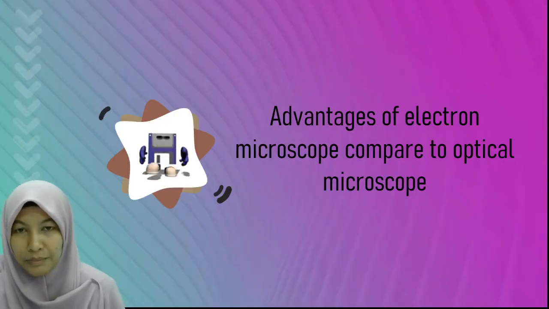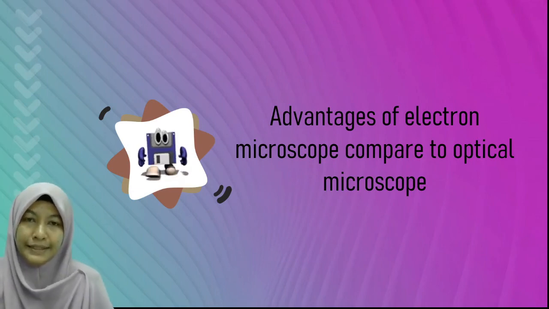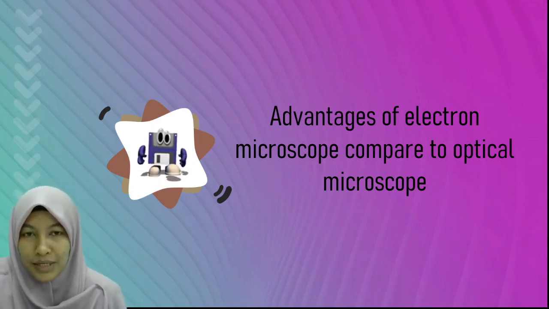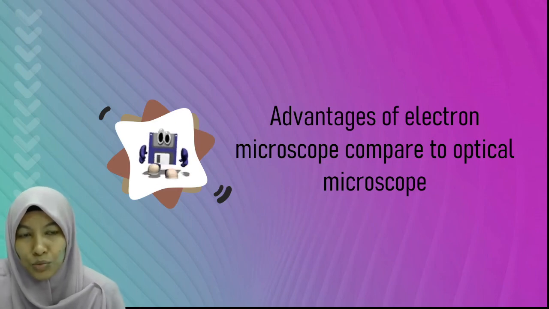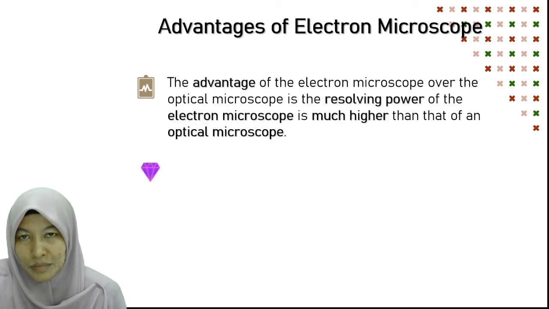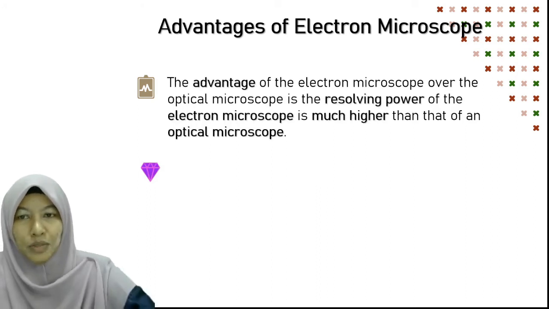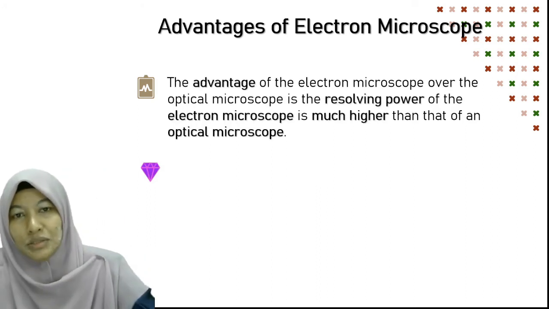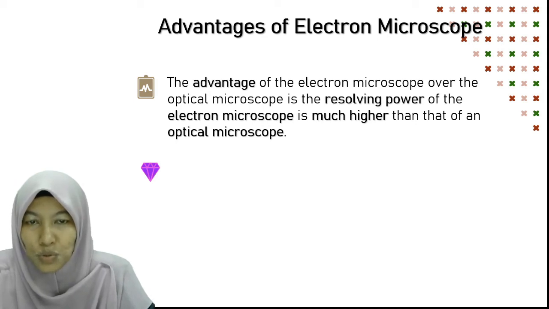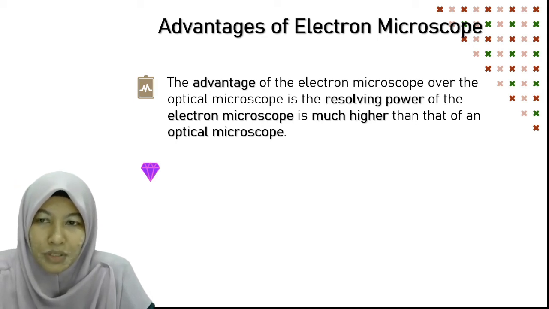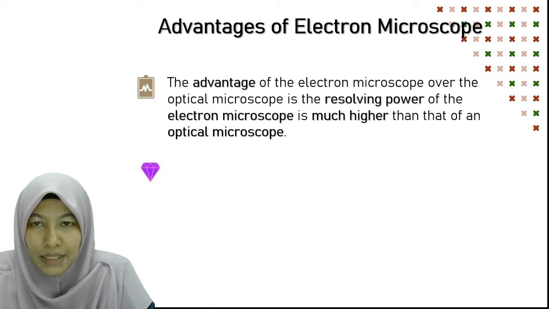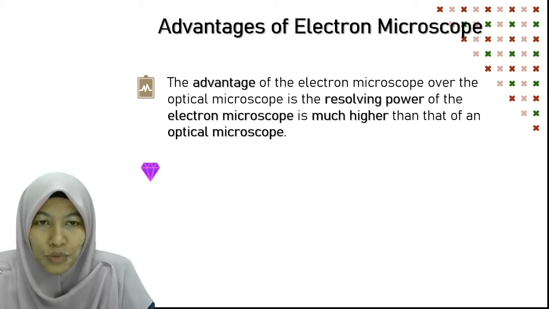Okay, so kita lihat kepada objektif kita yang ketiga adalah untuk melihat advantage of electron microscope compared to the optical microscope. First, the resolving power of the electron microscope is higher than that of the optical microscope. Ini sebenarnya yang paling penting. Okay, dia punya kuasa resolusi dia adalah lebih tinggi berbanding dengan mikroskop cahaya.